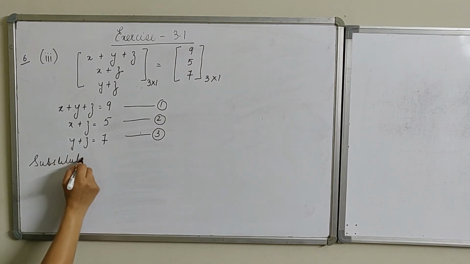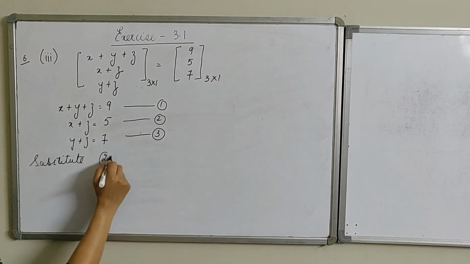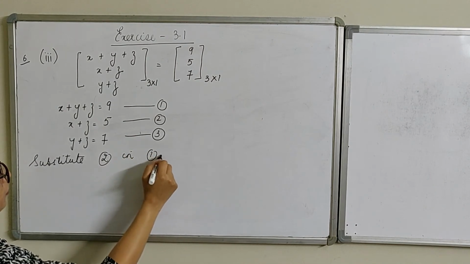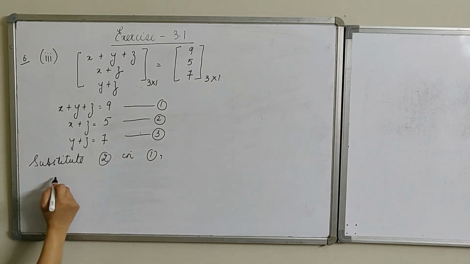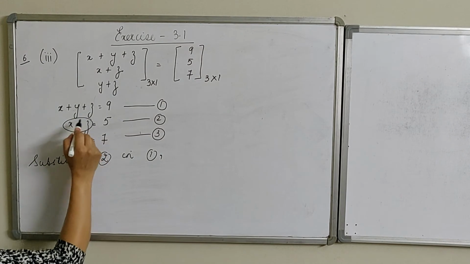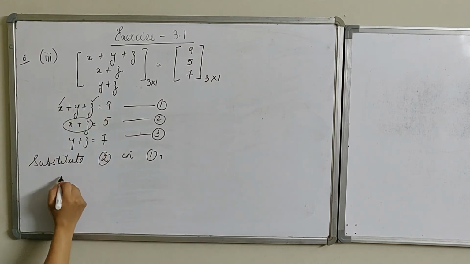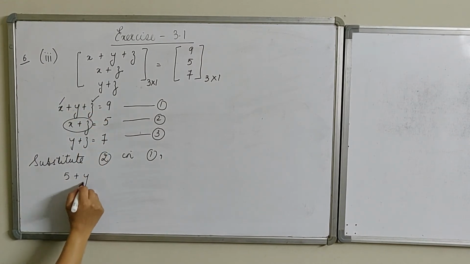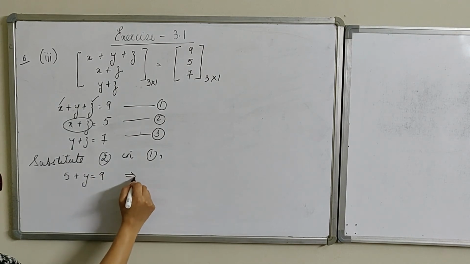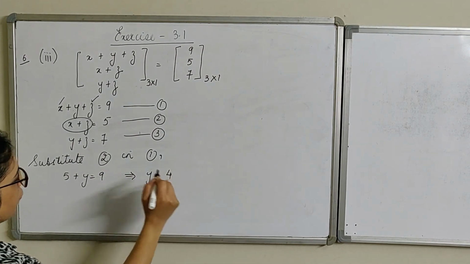Substitute the second equation in the first equation. So x plus z is 5. So 5 plus y is 9, which gives us y is equal to 4.